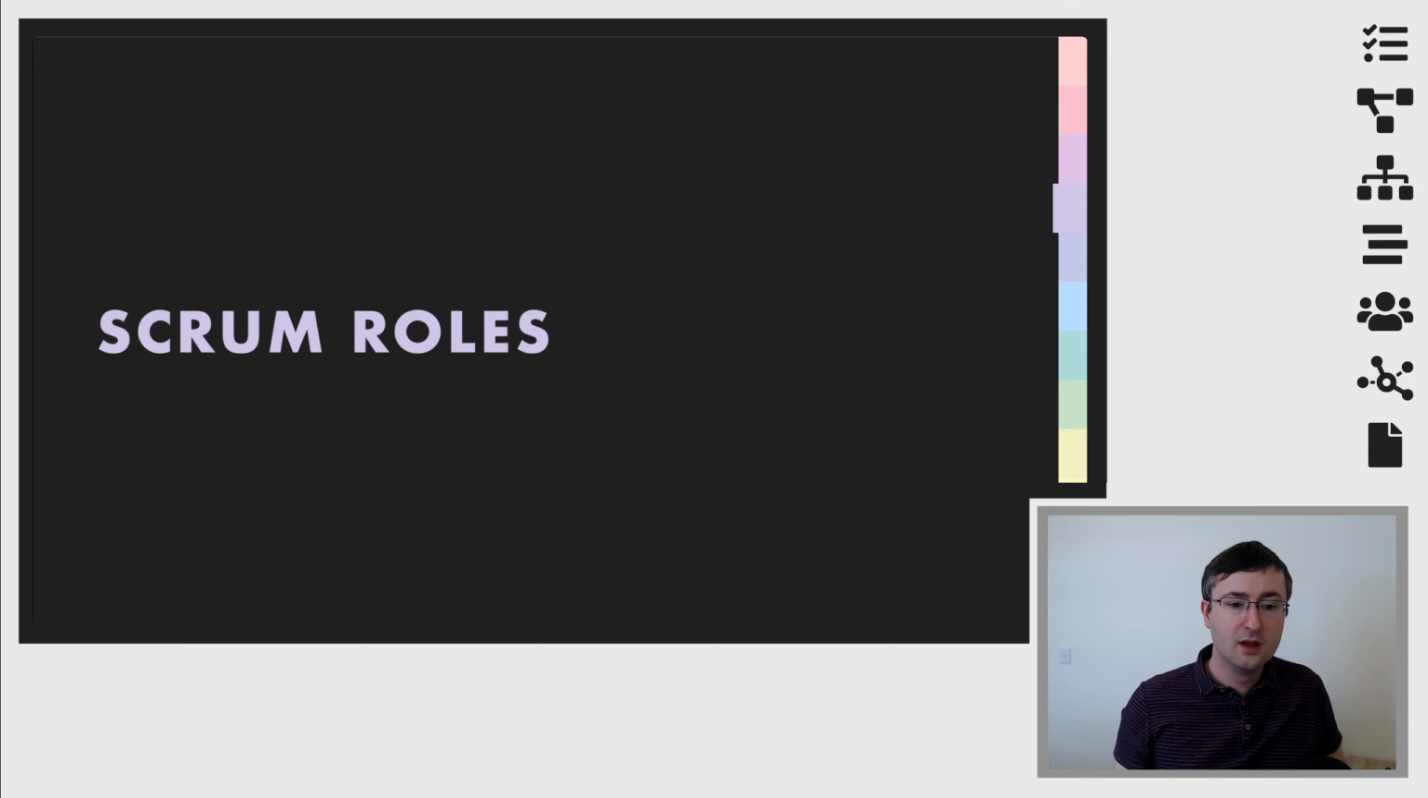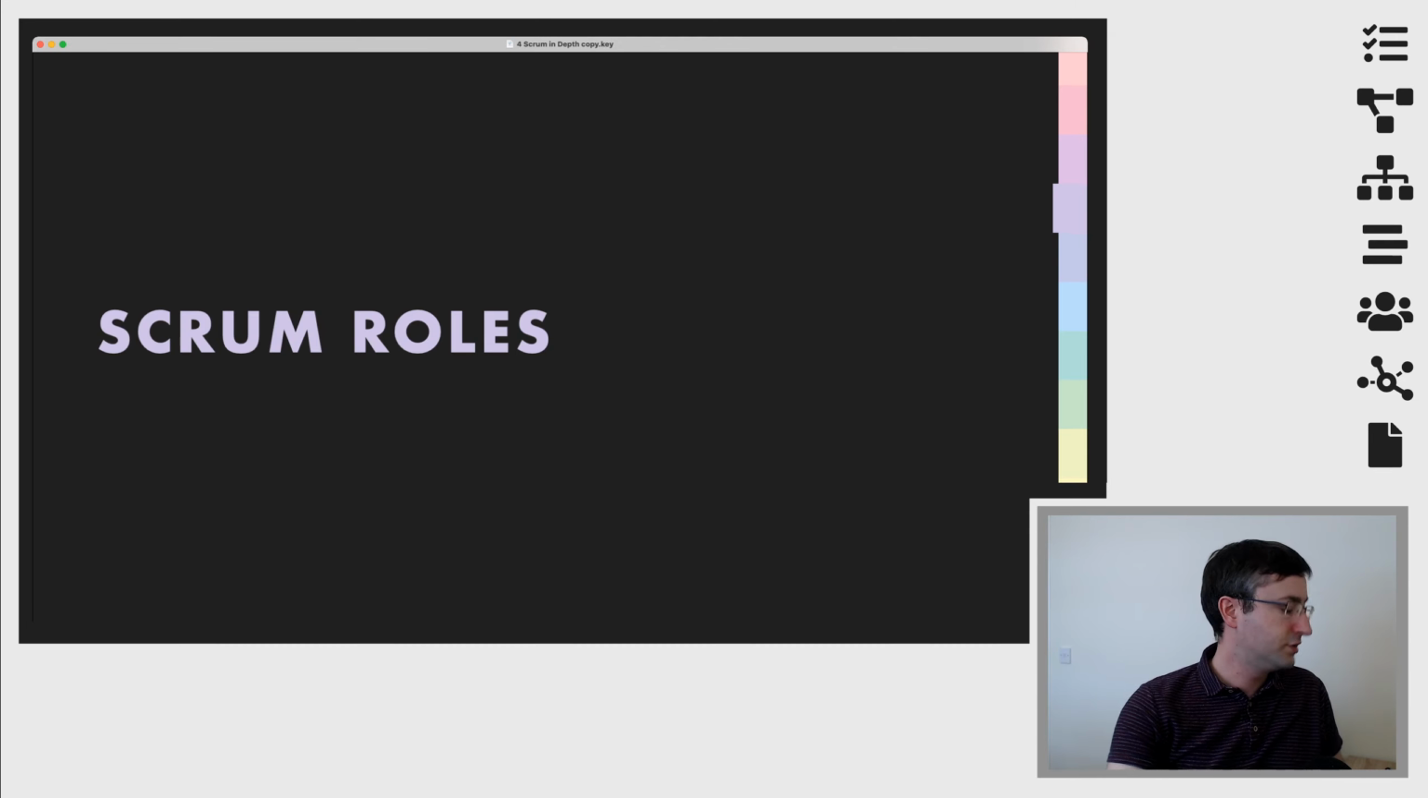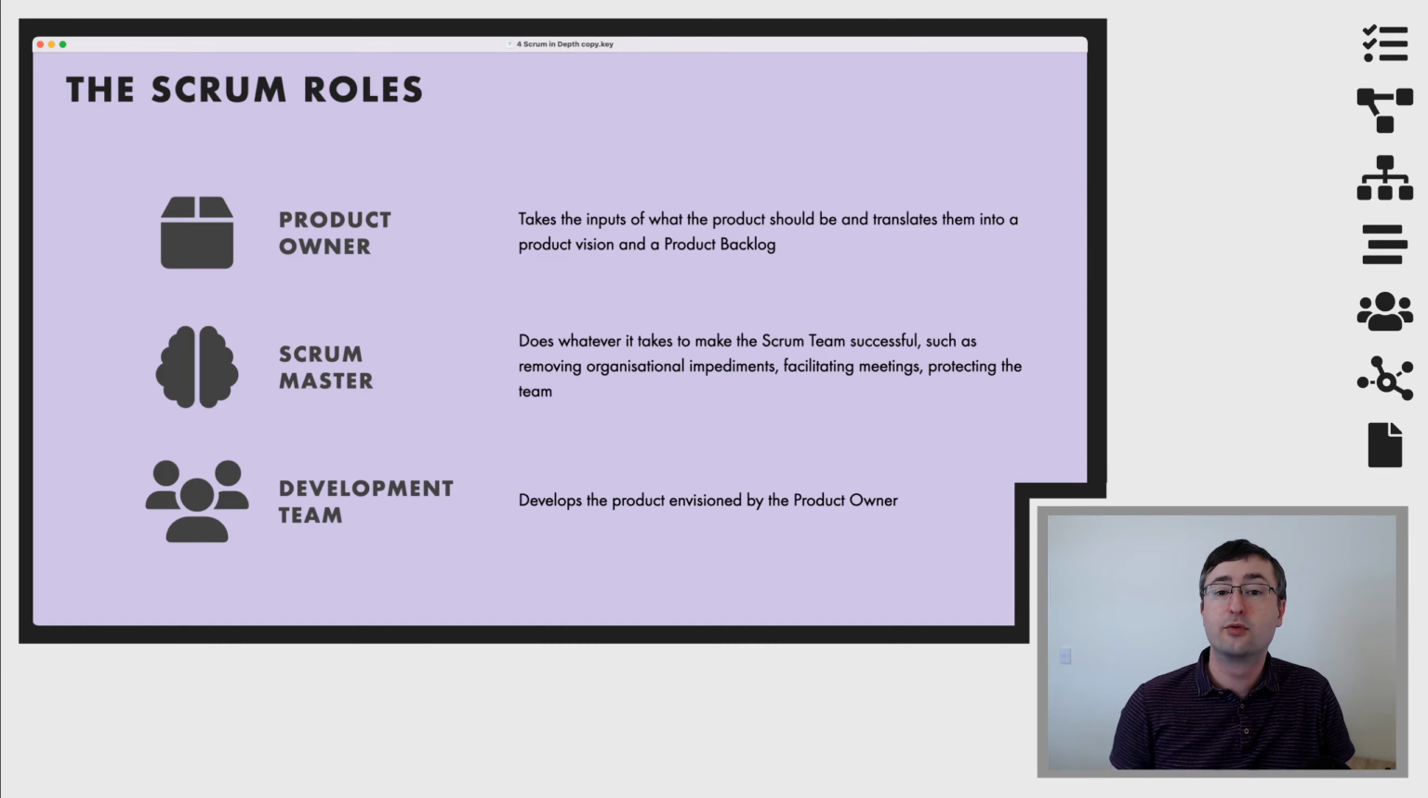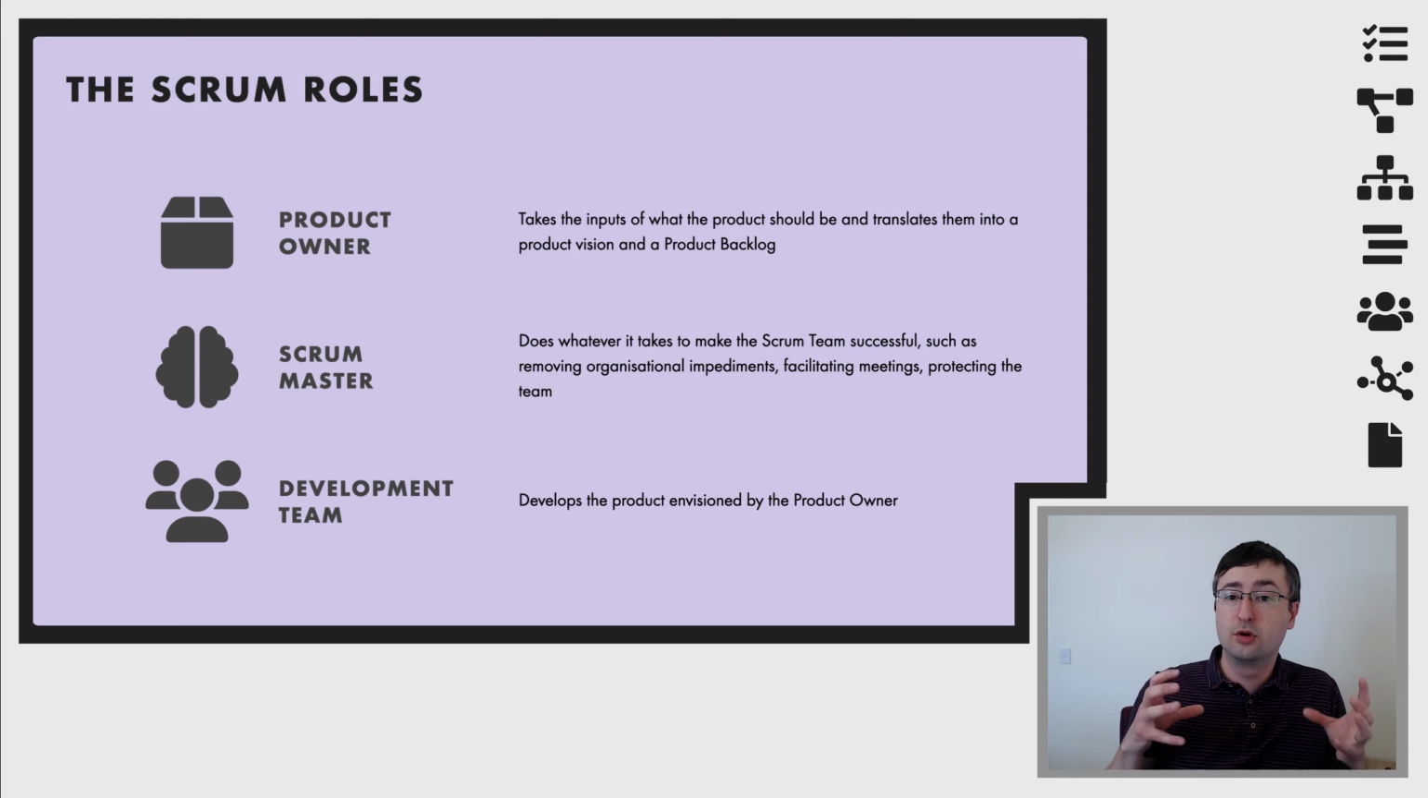So the three roles themselves are fairly straightforward. The first of these is the product owner. This is one of the first members inside of the Scrum team. The idea of the product owner is the person that's going to be responsible for what the product should look like and for also maintaining the product backlog inside of a project.